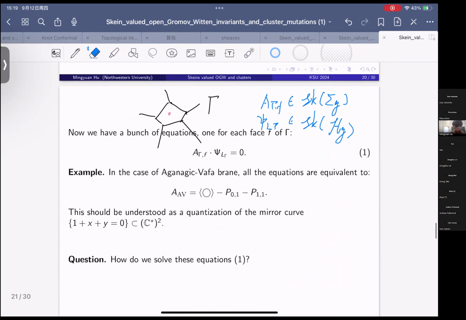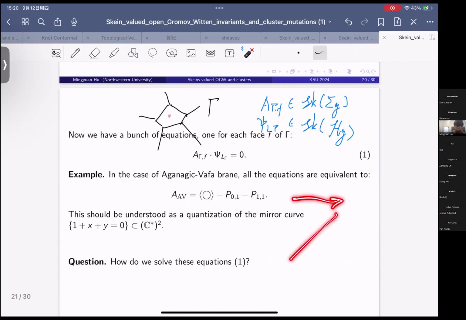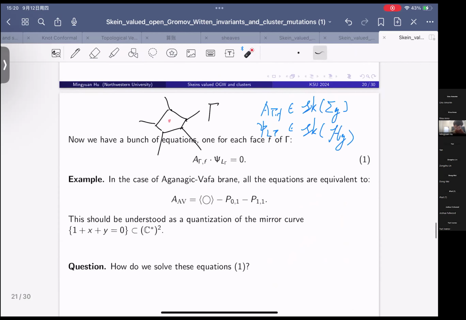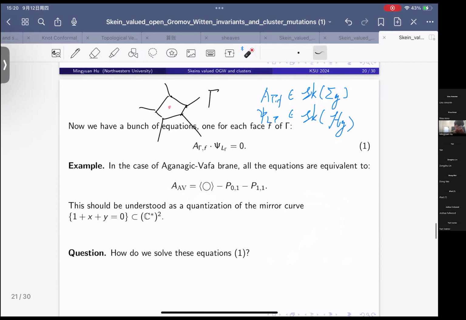Let's say an example. In the case of the Aganagic-Vafa brane, as we mentioned before, the equation we get looks like this, where this is unknown, and P0 is a curve like this, and P1 is the curve going that way. As we mentioned before, this could be understood as a higher rank quantization of the torus. So it's a quantization of this equation.